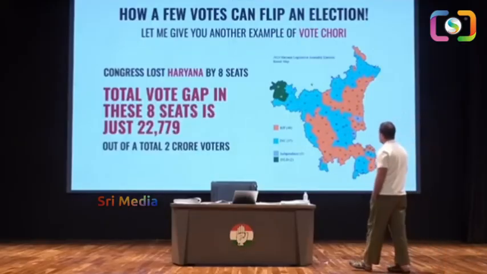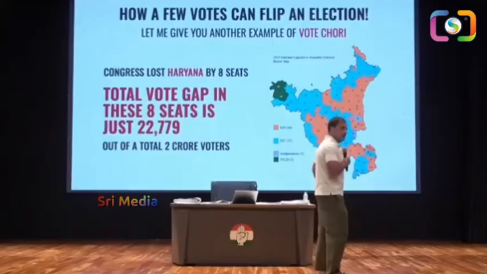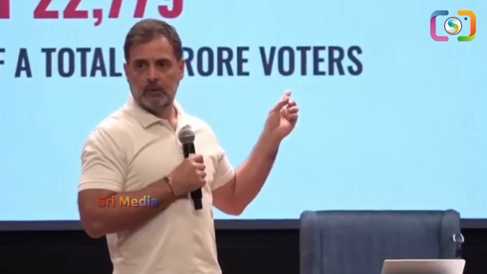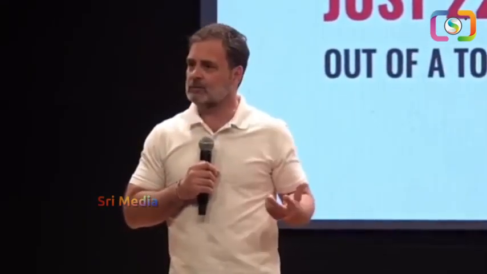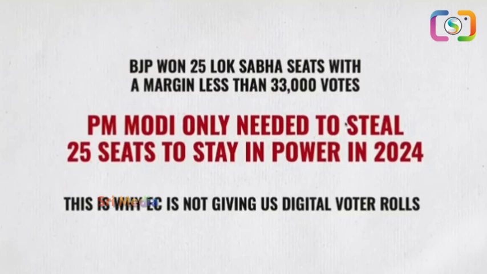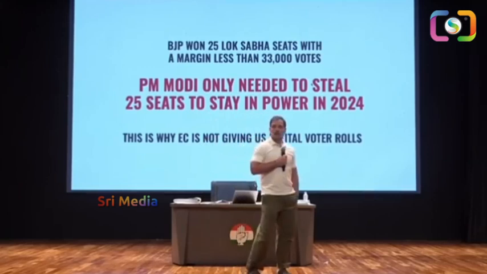To give you an example, the difference between winning and losing the Haryana election for the Congress was 22,779 votes in the entire state. In one assembly in Karnataka, they've stolen 4 times that. Right? The scale is unbelievable. There's 6.5 lakh voters, and literally 1 lakh of those don't exist. They're being manufactured. And let's not forget that the Prime Minister of India has a very slender majority, 25 seats. 33,000 votes was the winning margin.